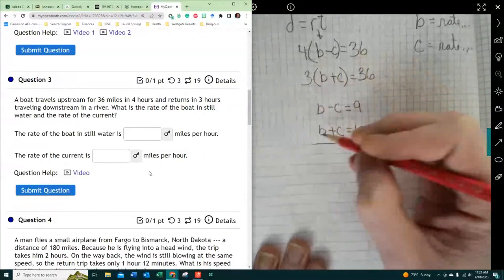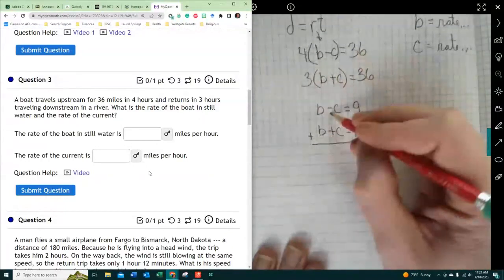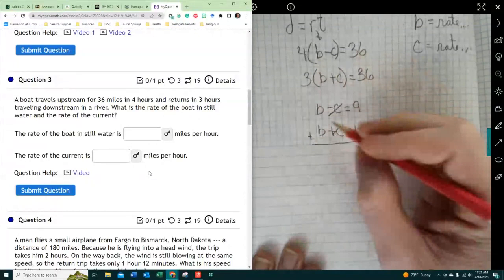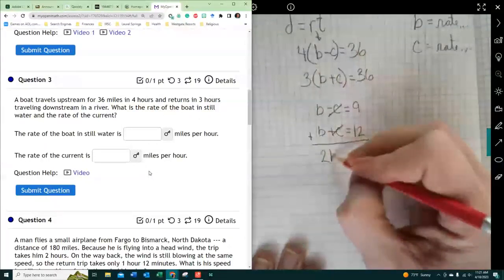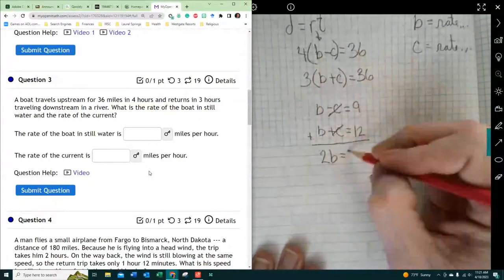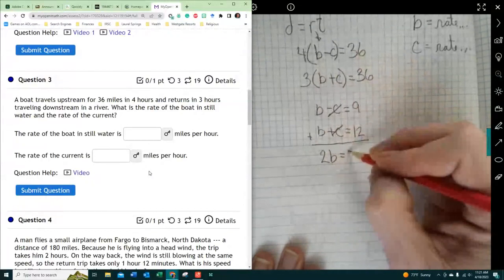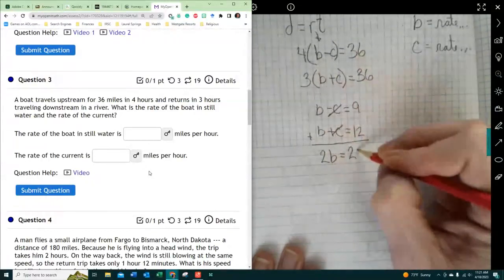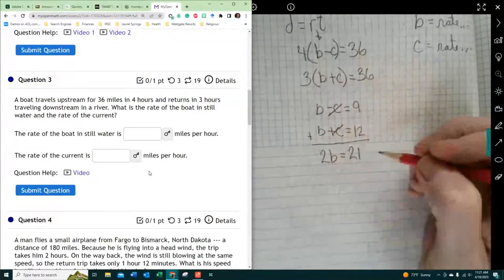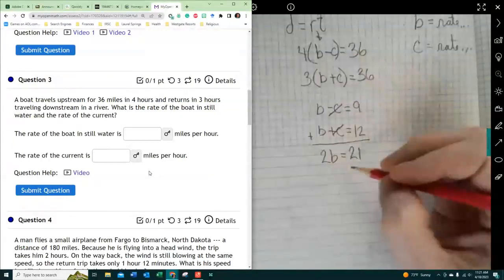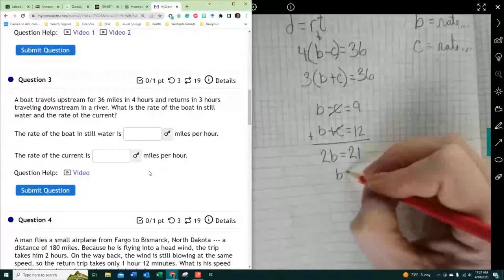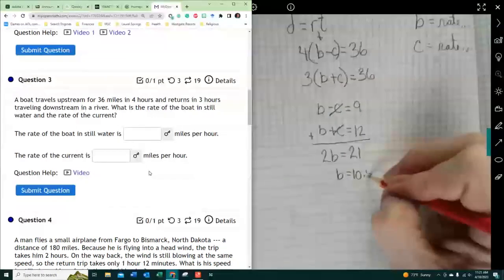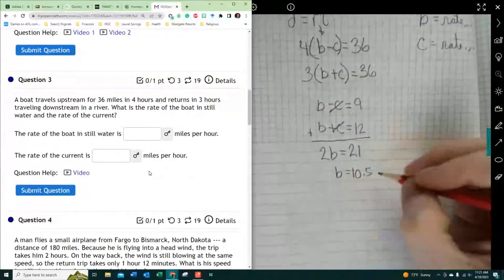So we're going to just add these 2 together because the currents will knock each other out. And then we're left with 2b equals, and then we just add these 2 together. All right, and adding those 2 together, we get what, 21? All right, and now we divide both sides, and we get the boat speed is 10.5 miles per hour.